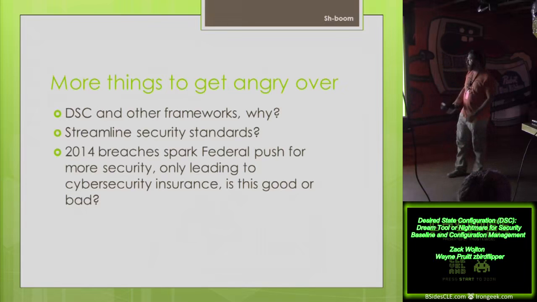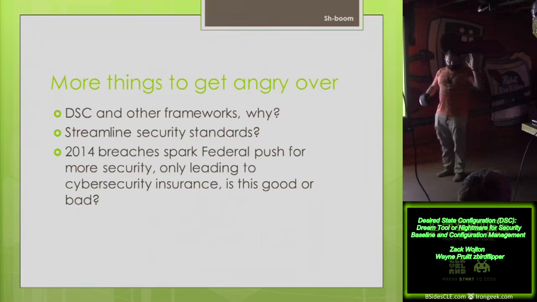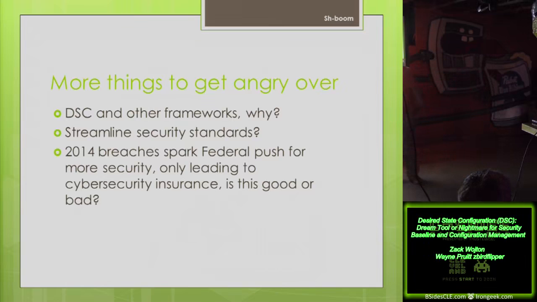DSC will help you. So this got me pissed, man. This gets me so angry. This is a direct correlation of shit rolling downhill and us managing up. So 2014, breaches out the ass, right? Breaches all over the place. Massive breaches. Billions of dollars.